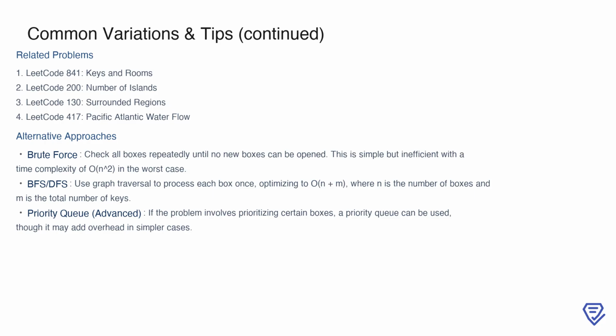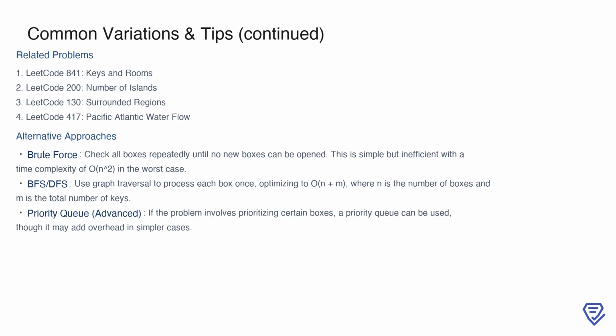To deepen your understanding, it's worth exploring related problems like LeetCode 841, Keys in Rooms, which also involves unlocking nodes in a graph-like structure. LeetCode 200, Number of Islands, focuses on connected components, which is another variation of graph traversal. LeetCode 130, Surrounded Regions, and LeetCode 417, Pacific Atlantic Water Flow, further explore grid-based traversal techniques.